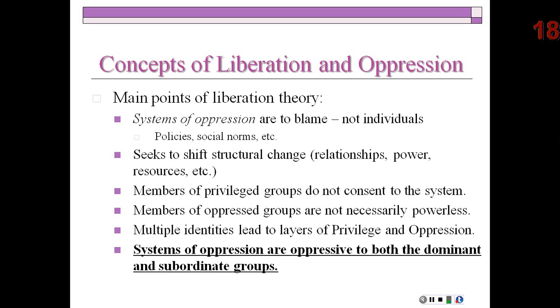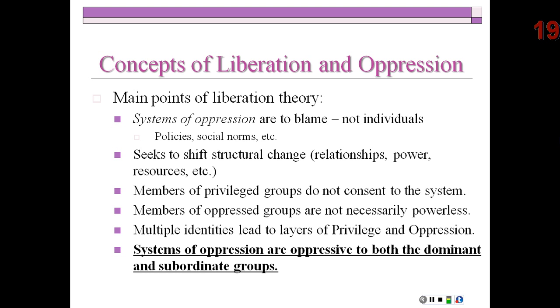Also, members of privileged groups do not consent to the system, right? So these systems of oppression are set up to benefit certain people and certain groups. And members of those privileged groups don't always agree to that system, right? So as a white male, I didn't agree that whiteness is beneficial for me. I didn't agree that being a male is beneficial for me. I didn't agree that being a straight male is beneficial for me. But it is in a lot of ways. So I didn't consent to that, right?